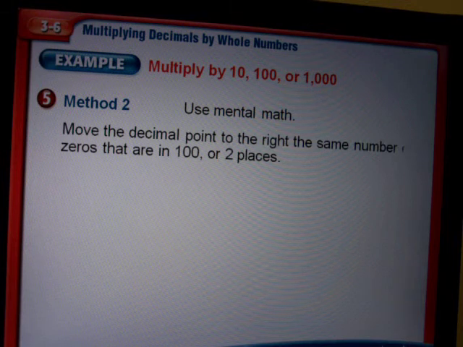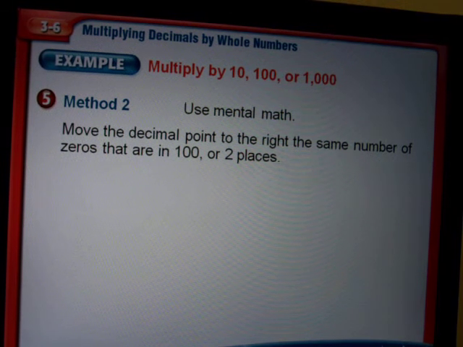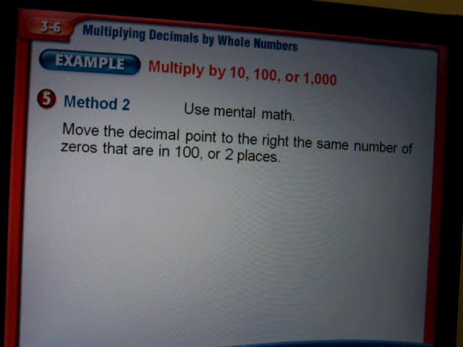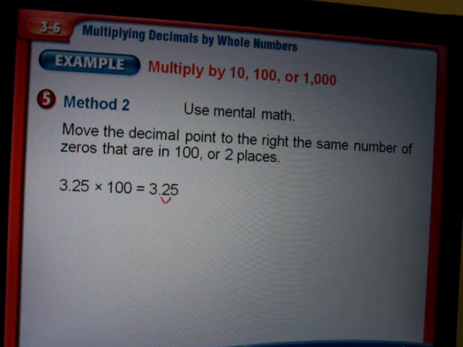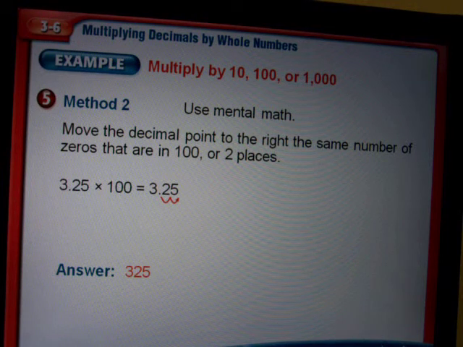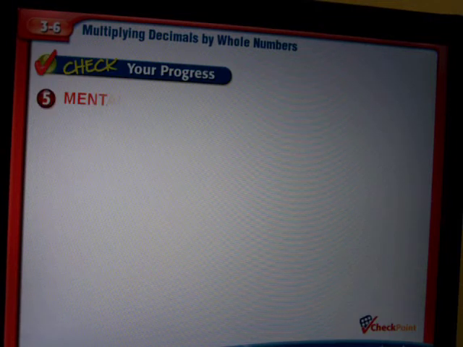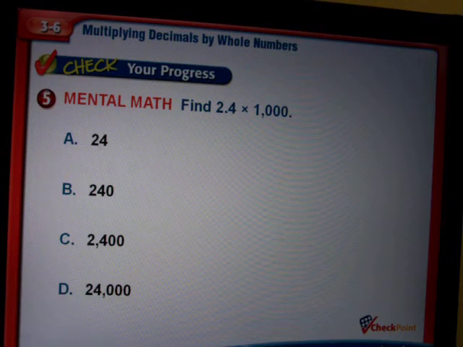Here is my preferred method. Move the decimal point to the right, the same number of zeros that are in 100. In this case, because there's only 2 zeros, you go 2 places. I think method 2 is so much faster. If you struggle with doing it correctly with the mental math, you can go ahead. Doing it with paper and pencil is not wrong, it's just the slow way of doing it. It's like riding a horse to Disneyland versus taking the express train.